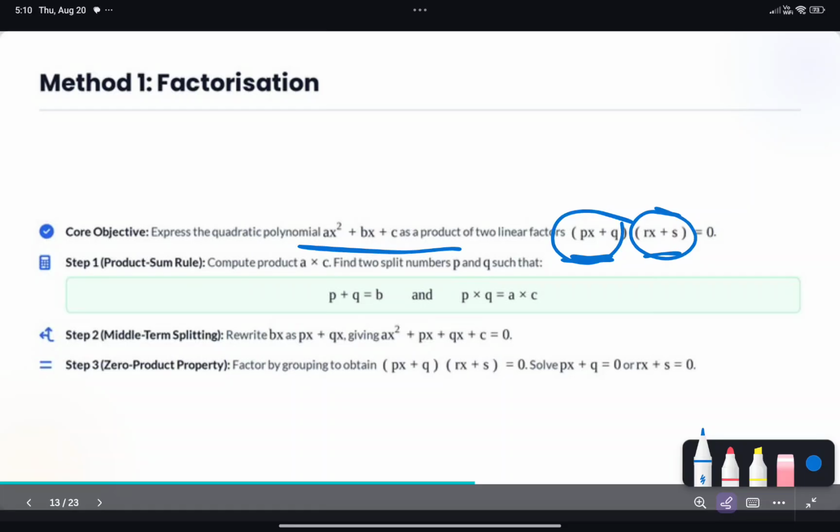Step 1. Product and sum rule. Compute the product of a and c simply, this a and this c. Find two split numbers p and q such that p plus q is equal to b, and p into q is equal to a into c. Important formulas. Okay.